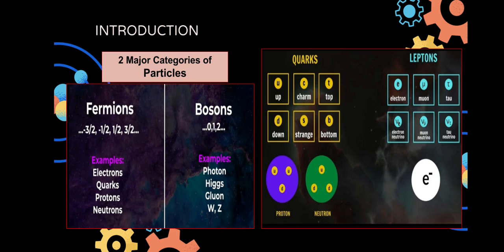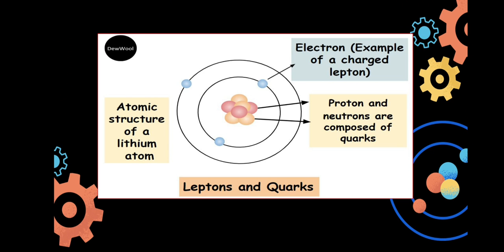Quarks are elementary particles that make up protons and neutrons. The famous example of an elementary lepton is the electron. So this is the atomic structure of a lithium atom. Inside the nucleus are the quarks, which make up protons and neutrons. The electron is an example of a lepton which is rotating in the orbital.